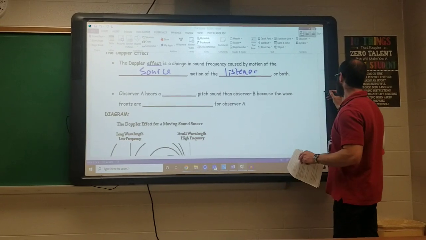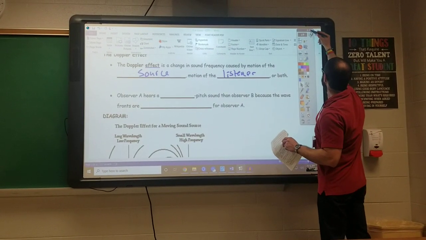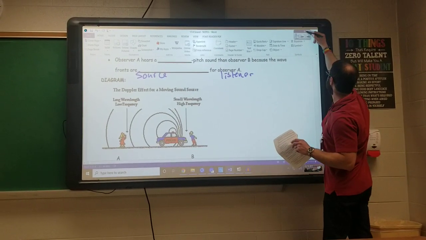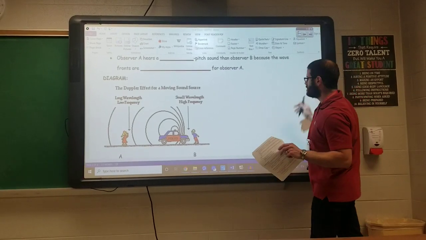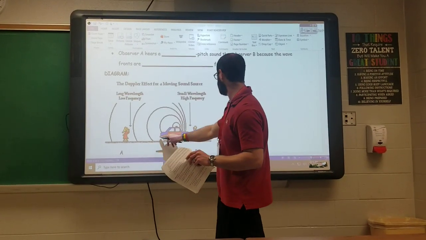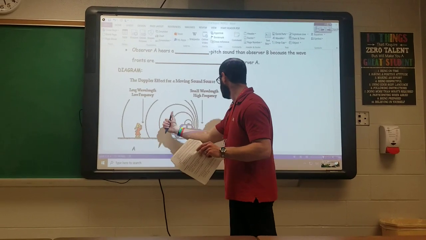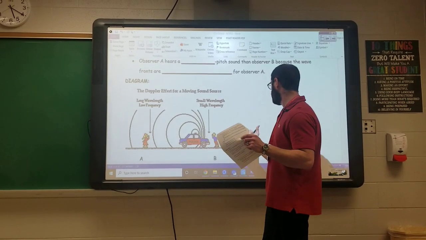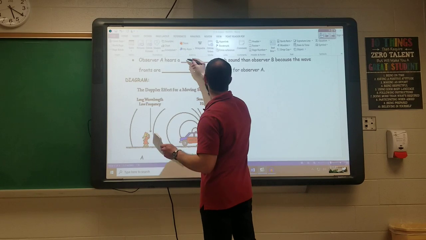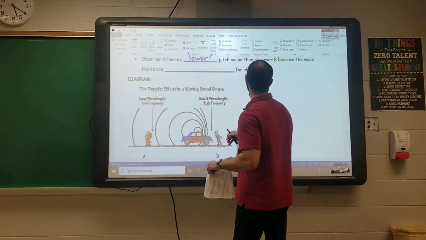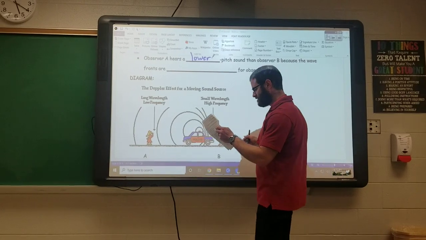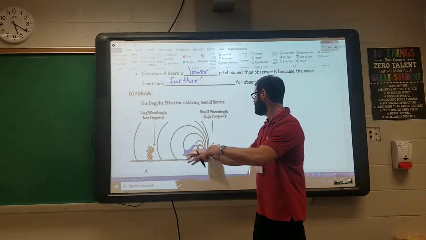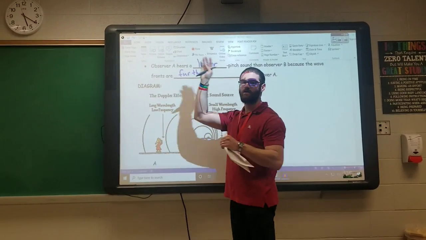Let me show you and let you hear what the Doppler effect sounds like. First, let's talk about what's going on in the diagram. For observer A, we can see a police car with the siren going that's traveling to the right, away from observer A and toward observer B. Observer A is hearing a lower pitched sound than observer B because the wavefronts are further apart for observer A. Remember, longer wavelengths mean lower frequency.